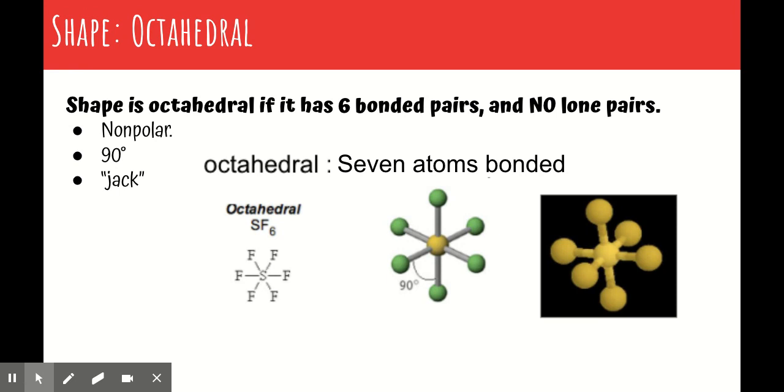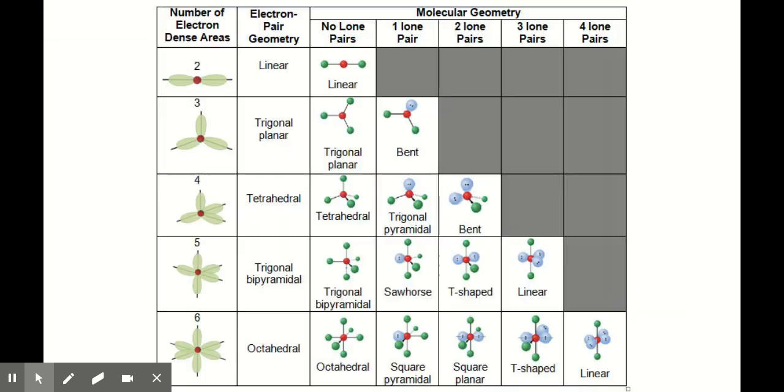So this would be kind of in the shape of like a jack if you played jacks. So you have them going in 3 dimensions and they're canceling each other out equally in all dimensions. So the angles they're going to form are going to be all 90-degree angles.